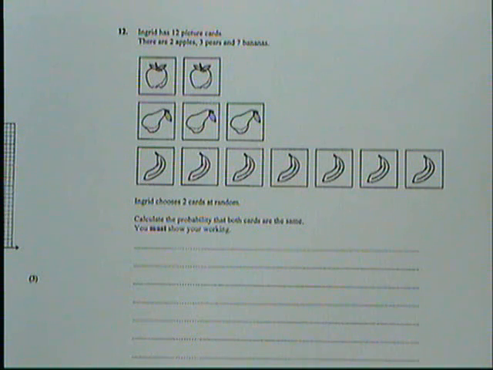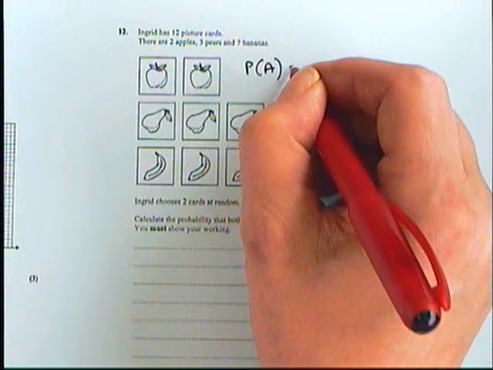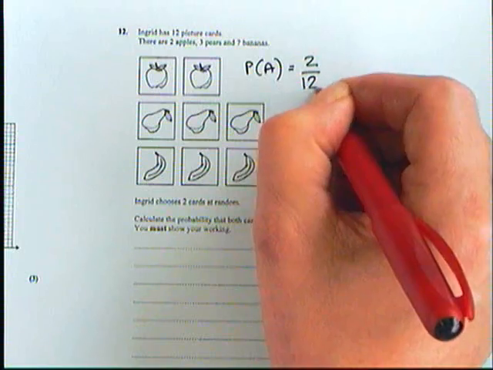And if something is independent, which basically means they can happen one thing after another, they can happen together, then you multiply the probabilities. So the first thing we need to do is read the question and then work out the probabilities. So England has 12 picture cards, 2 apples, 3 pears and 7 bananas, which basically means that the probability of an apple is 2 out of 12.